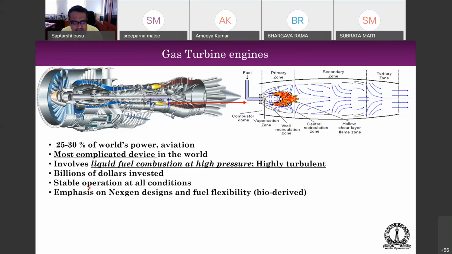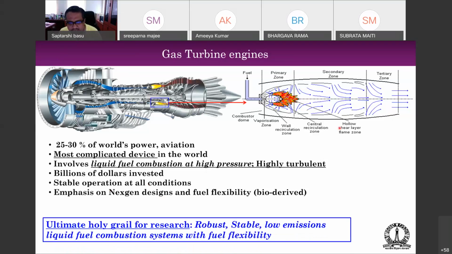And the third and the most important point is that the next generation designs, that means we always revise the combustor designs, and the next generation designs and the fuel flexibility, especially the emphasis on bio-derived fuels, we want the combustor to work, as simple as that. So the ultimate holy grail, always it has been, and it is still a holy grail, that's why we call it a holy grail, is basically a robust, stable, low emissions liquid fuel combustion system with fuel flexibility. It sounds like one statement, but it is abnormally complicated for reasons that we are going to see shortly.